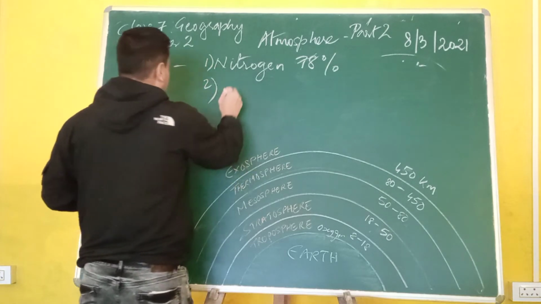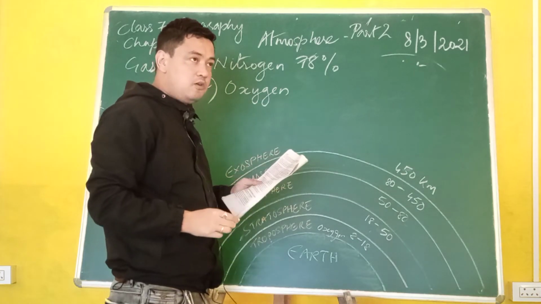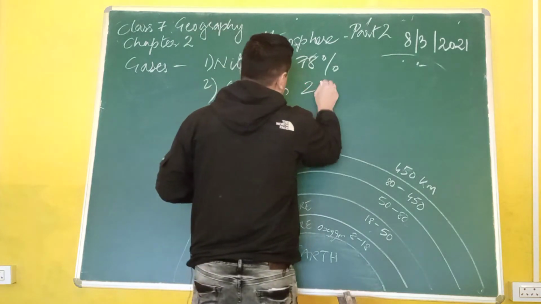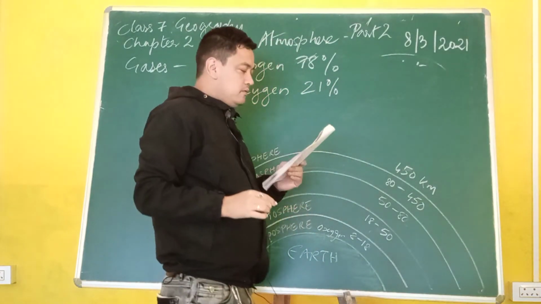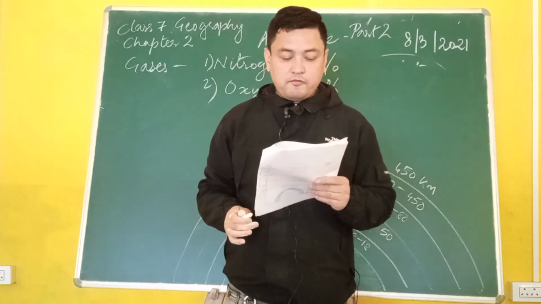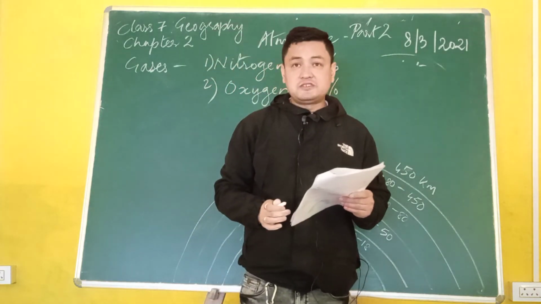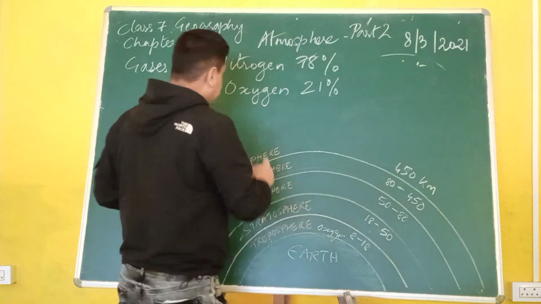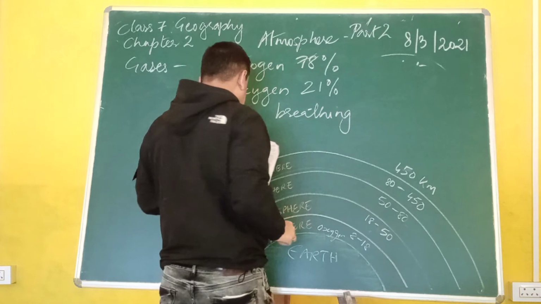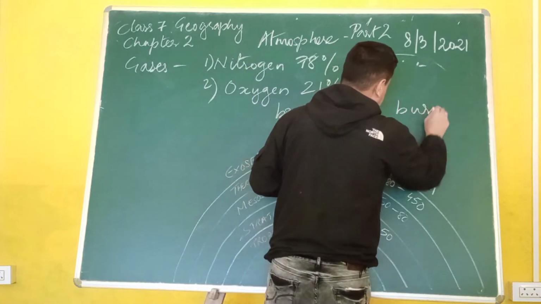The second one is oxygen. The composition of oxygen in the atmosphere is 21%. Oxygen is used by all living organisms for breathing, which is known as respiration, and it also helps in the process of burning.